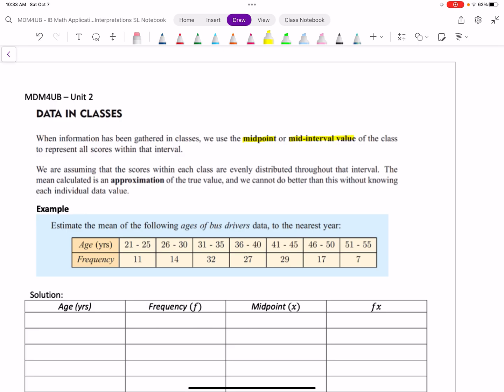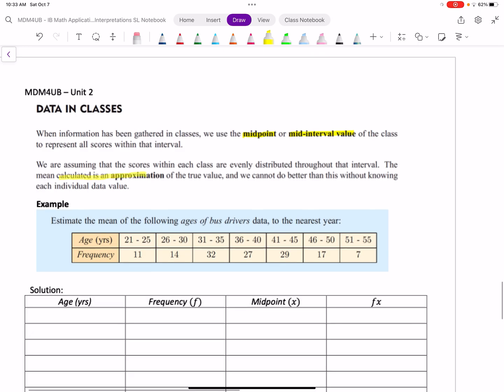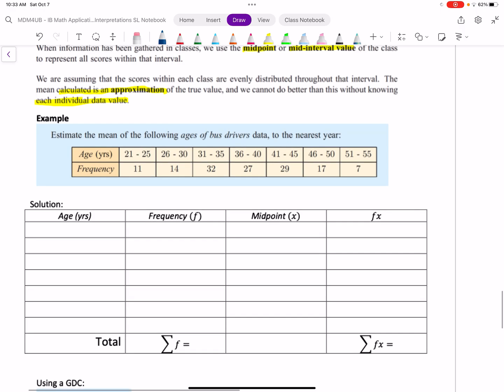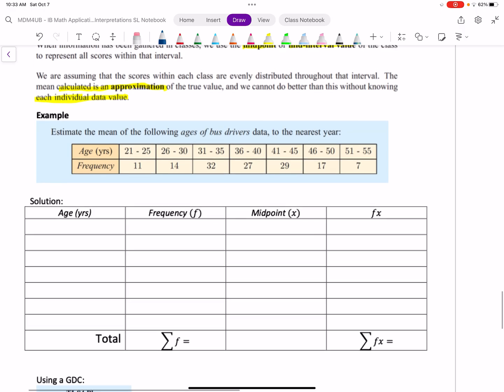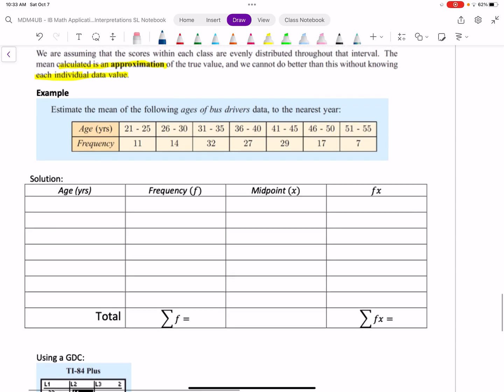In order to do that, we use what's called the midpoint or the mid-interval value of each class. So all we can do is calculate an approximation of the true mean, median, and mode. We can't do better without knowing each individual value. If we did, we could figure them all out. But often data that you get on the internet is already grouped into these intervals, so you can't necessarily get the individual ones.